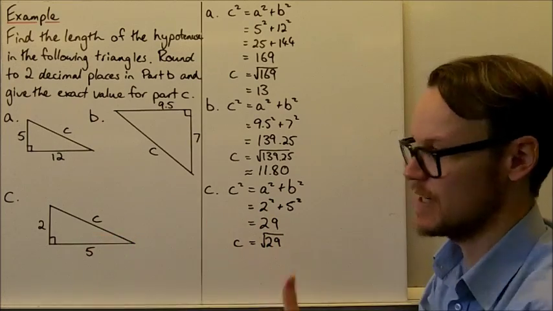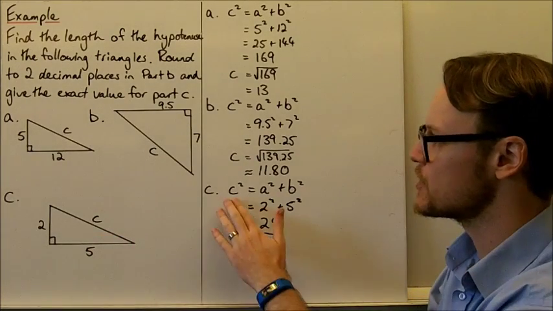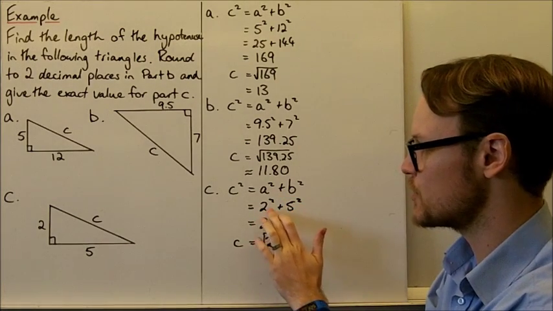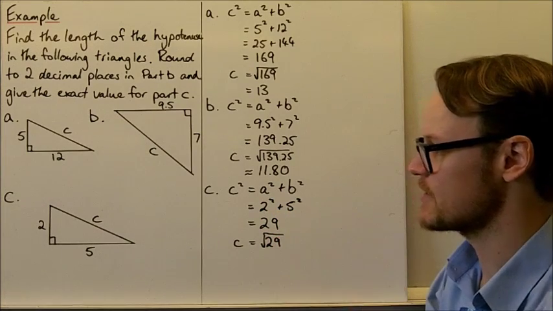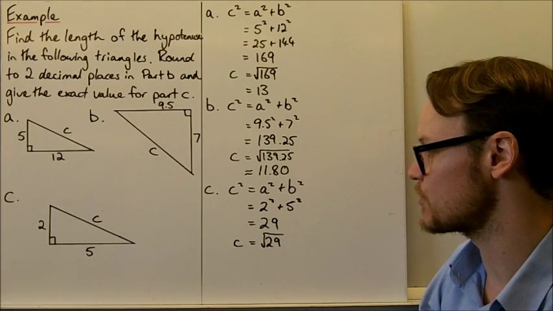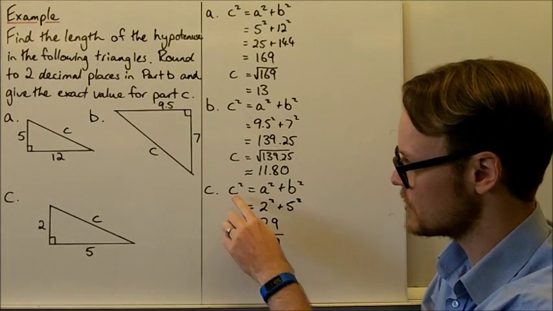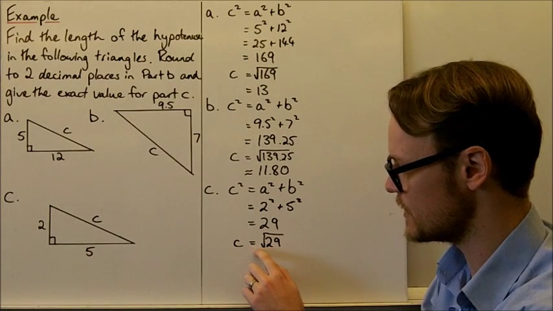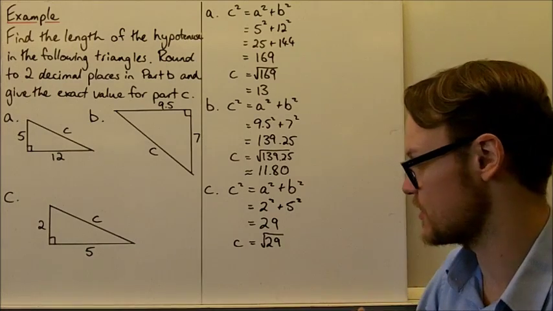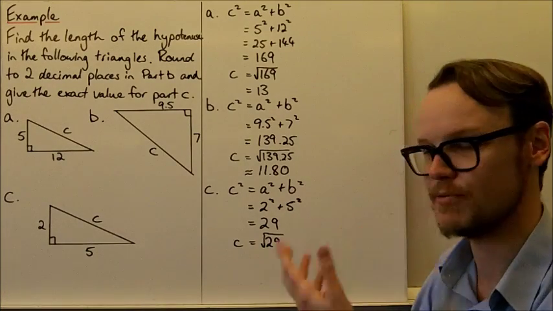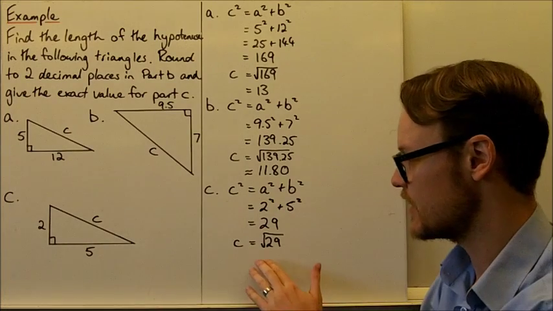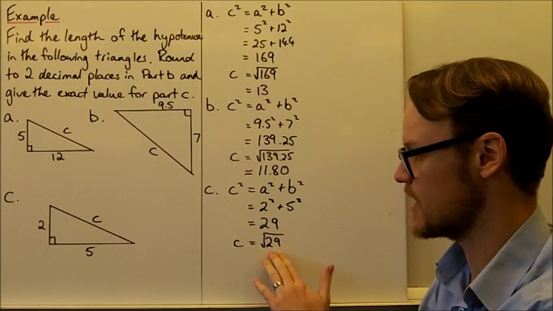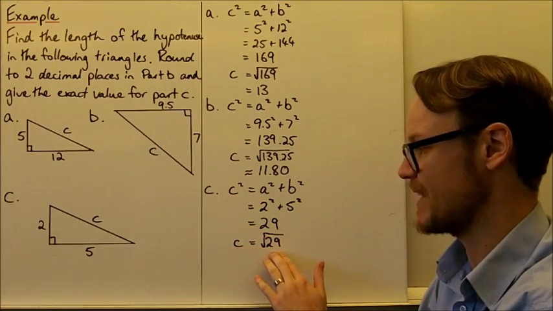For our last one here, we need to express it as an exact value. So we've written down Pythagoras' theorem, substituted in our values for a and b, 2 and 5. 2 squared is 4, 5 squared is 25, so adding those together is equal to 29. Taking the square root of both sides to find just c by itself and not c squared is going to be root 29, and this is our exact value. It's a surd, the square root of 29, it's irrational, it can't be expressed as a fraction. It could be rounded, but this is the exact value. If we've been asked to express it as the exact value, we leave it like that.